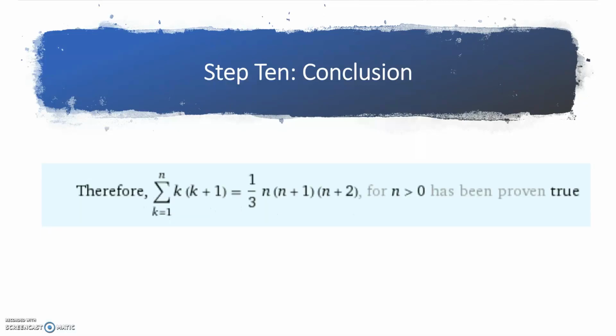So in step 10, we can lead to the conclusion. Therefore, this formula for n larger than 0 has been proven to be true.